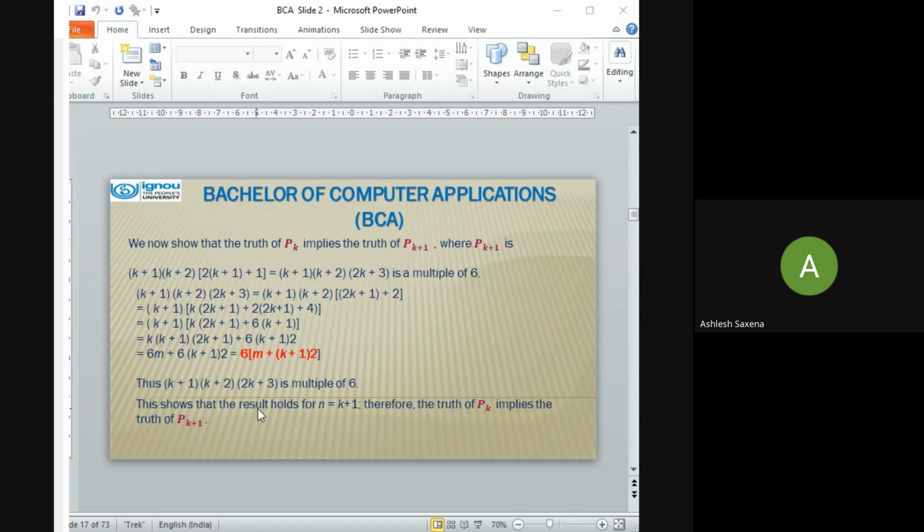This shows that the result holds for n equal to k plus 1. Therefore, the truth of Pk implies the truth of Pk plus 1. That is the closure line. You have to write it with every proof.